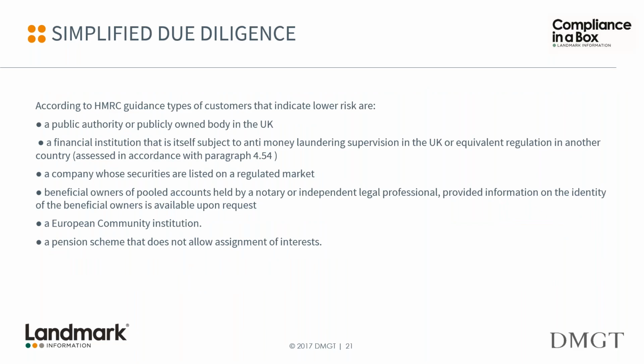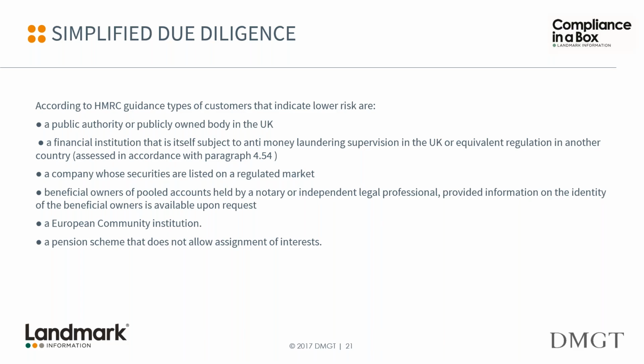Types of customers that may indicate lower risk for simplified due diligence include a public authority or publicly owned body in the UK, a financial institution that itself is subject to anti-money laundering supervision in the UK or equivalent regulation in another country, a company whose securities are listed on a regulated market, beneficial owners of pooled accounts held by a notary or independent legal professional, provided information on the identity of the beneficial owners is available upon request, a European community institution, or a pension scheme that doesn't allow assignment of interest. The reality is, in a lot of cases, that this is going to be difficult to obtain and even more difficult to conduct customer due diligence.